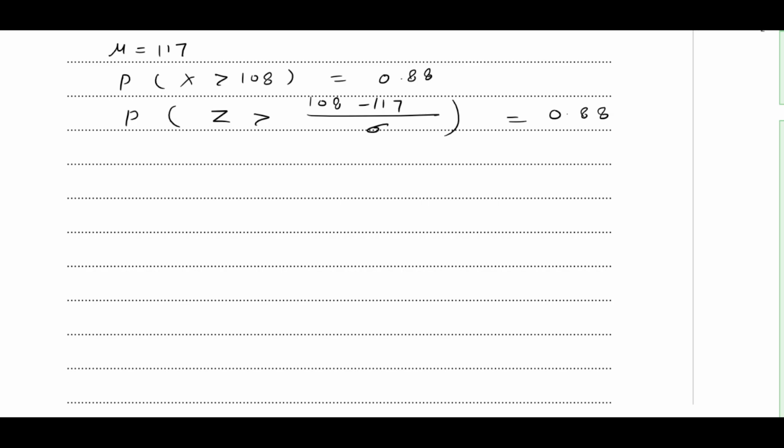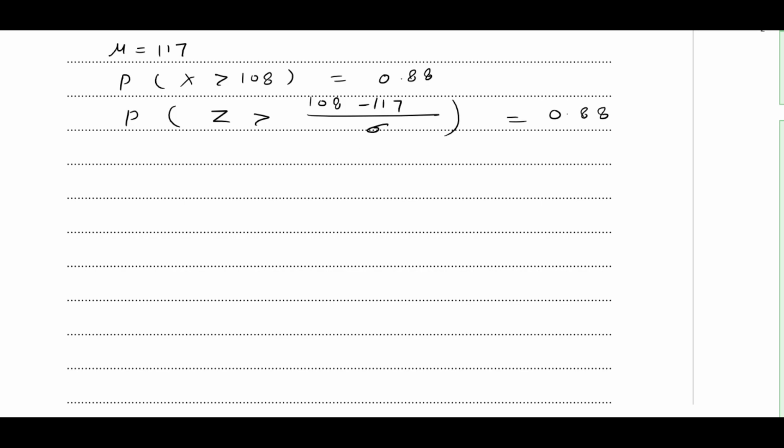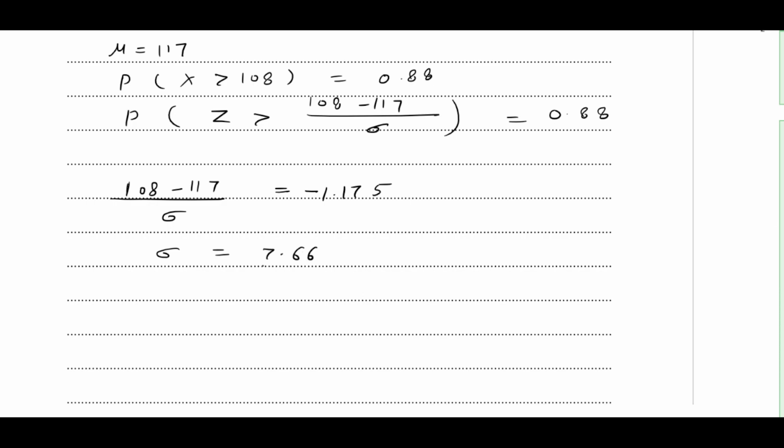So the corresponding z value is minus 1.175. Why negative? Because here we are getting a negative value. So (108 minus 117) divided by sigma is equal to minus 1.175, and its calculation will give me the value of sigma as 7.66. So this is my standard deviation in this particular case.